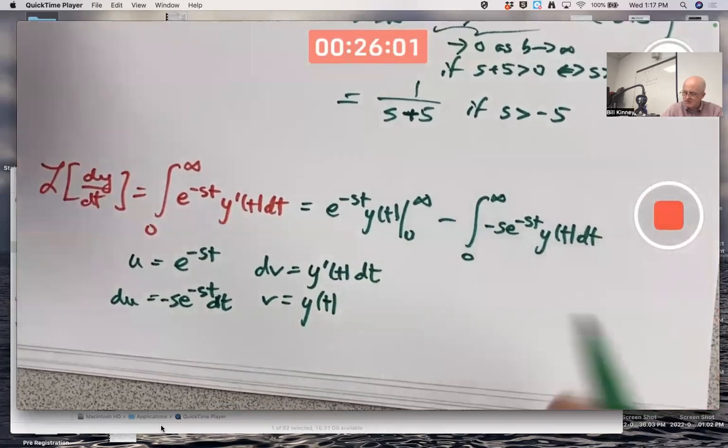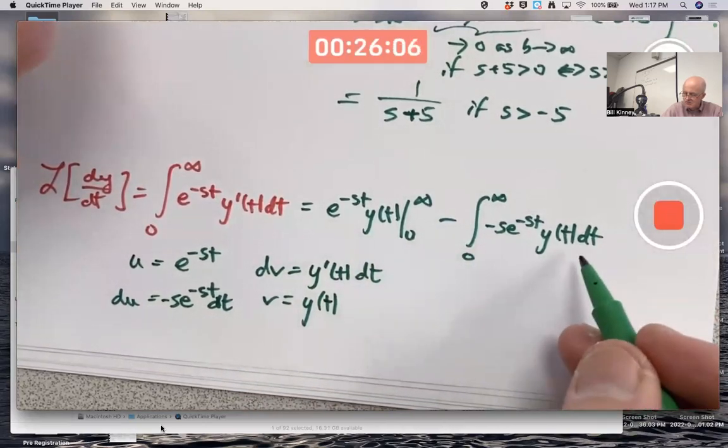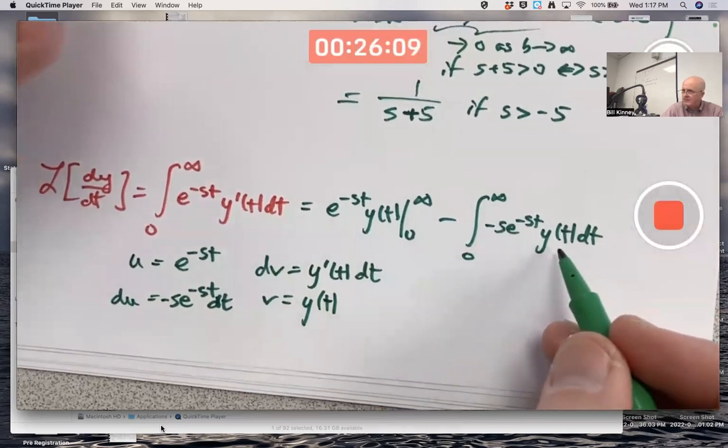Right, that's integration by parts. u times v minus the integral of v du. The v is right there. That's the same as y.